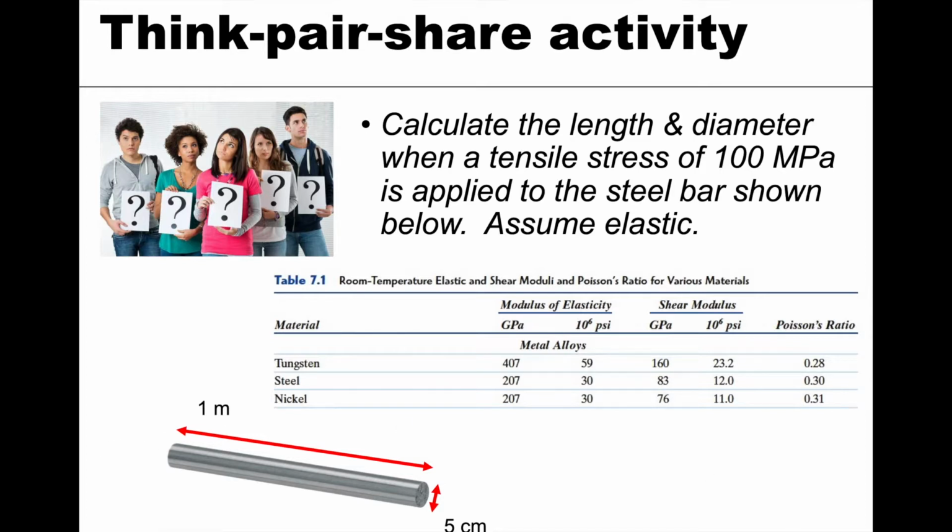And so I give you the steel bar here, the length and diameter of that, and you have information about steel in this table 7.1, that you may need for those calculations. So see if you can determine the length and diameter when a tensile stress of 100 megapascals is applied. See what you get, and then come back and we will work this together and see if you get the same thing.